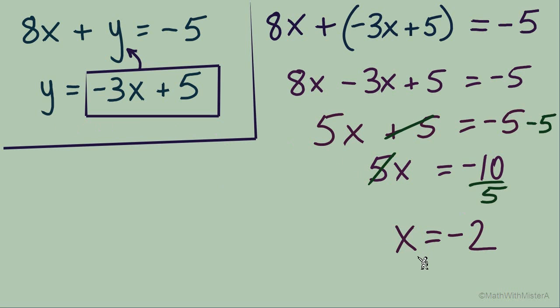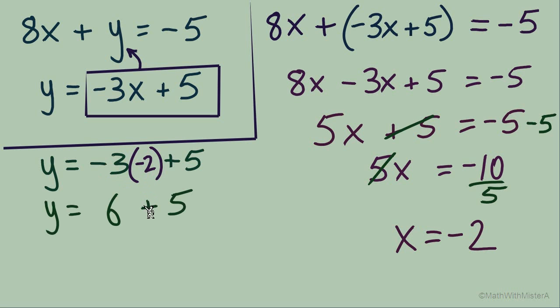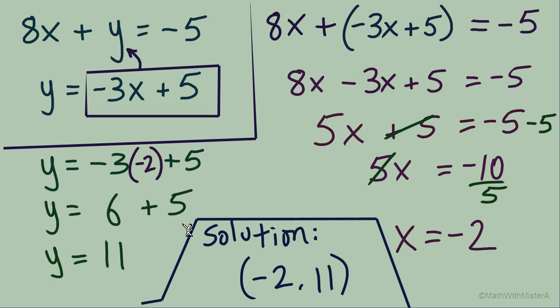It is negative 2, so I'll rewrite the equation, and in place of the x, we are putting in negative 2. And now order of operations. Negative 3 times negative 2, positive 6, and then we'll add in the 5 and see that y equals 11. So we have our solution. It's the ordered pair negative 2, 11.